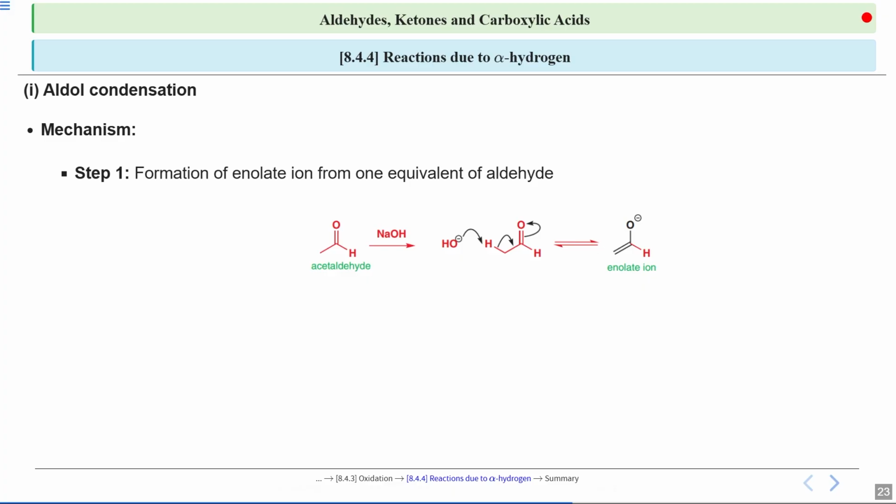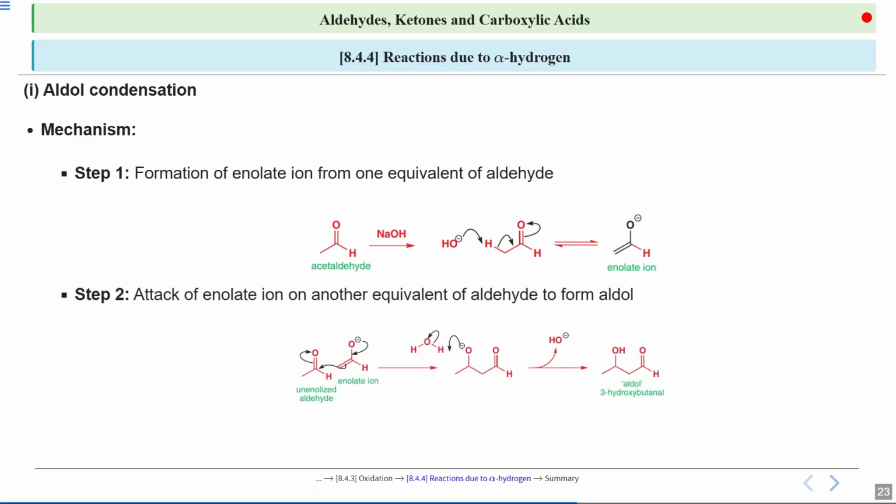Now we know that in this aldehyde, there is a methyl group, which is a CH3 group, and the hydrogen of that methyl group is quite acidic. So this base will abstract that proton and you will get an enolate ion. If you see over here, this oxygen has a negative charge, and there is this double bond. So this is an enolate ion, and this ion is highly reactive. Okay, so this is step 1, the formation of the enolate ion from one equivalent of aldehyde.